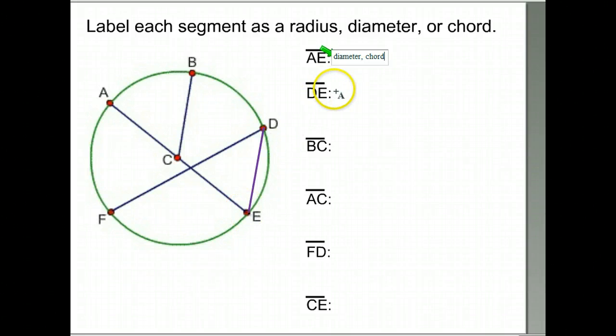Next we have DE. The segment DE starts at D and goes down to E. It's this line segment right here. It touches 2 points on the circle. That would qualify it as a chord.